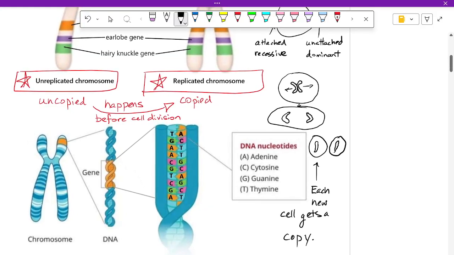So there's a picture of our chromosome. There's a picture of the gene right there. And then the gene is here. And then if we blow it up even further, you can see it is a sequence of DNA nucleotides.